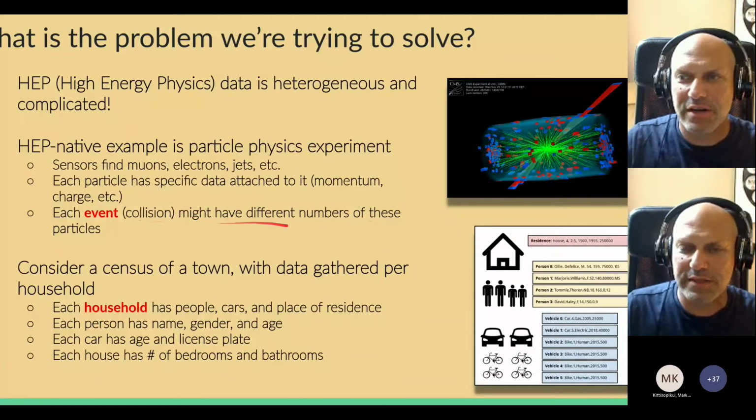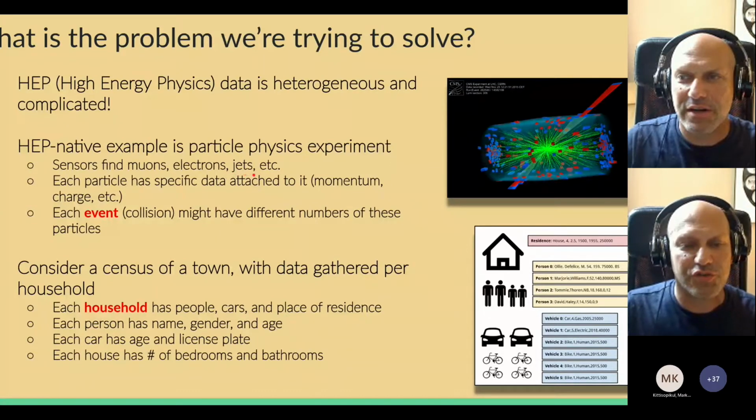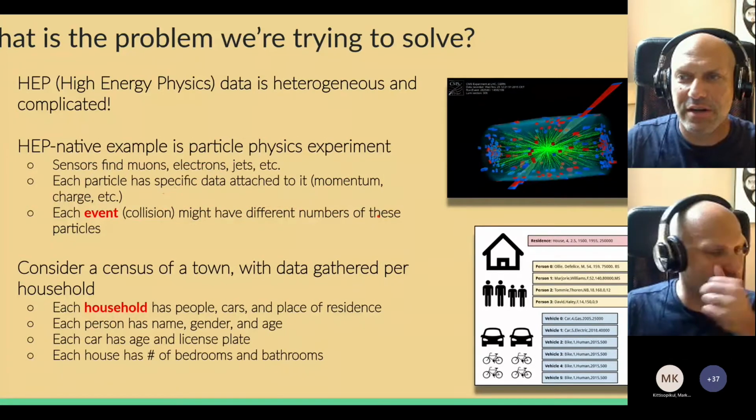You might have 2 muons and 3 jets in one collision, 12 electrons and 5 muons and no jets in another. And then each particle, you're storing specific data attached to it, momentum, charge, but you may not have the same information attached to each one. So your jets might have very different information. And this is not even thinking about the actual detector information. These are reconstructed objects. And if you're not familiar with high energy physics data and you want to kind of tune that out, that's totally fine.